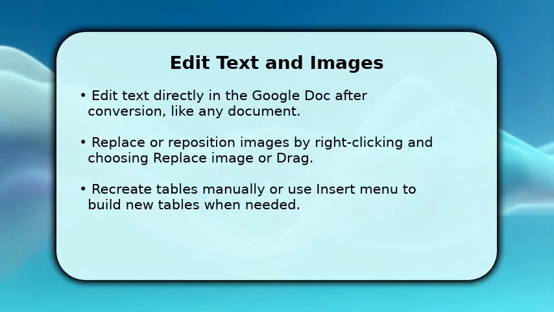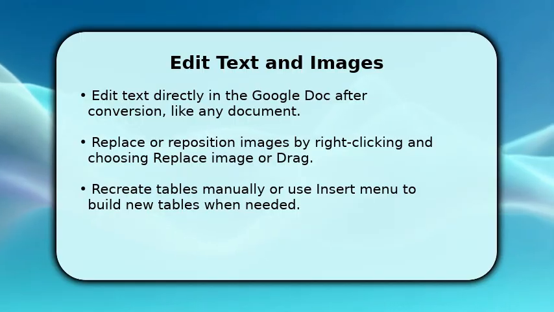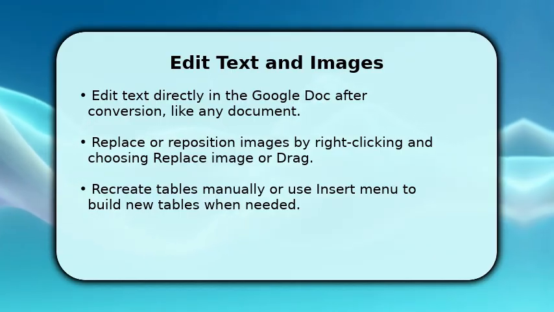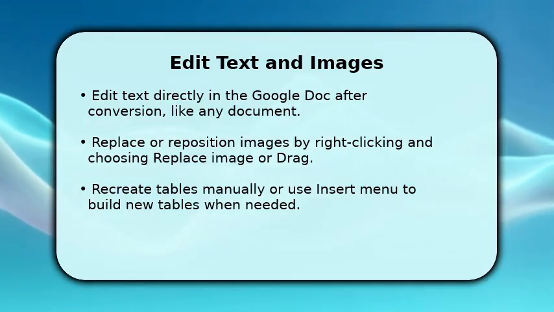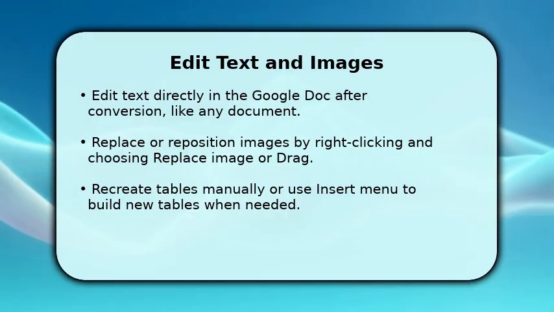Once the PDF is in Google Docs, edit text directly like a normal document. Select paragraphs, fix line breaks, and correct OCR errors as you go. To change images, right-click an image and choose Replace Image or drag a new file into place.